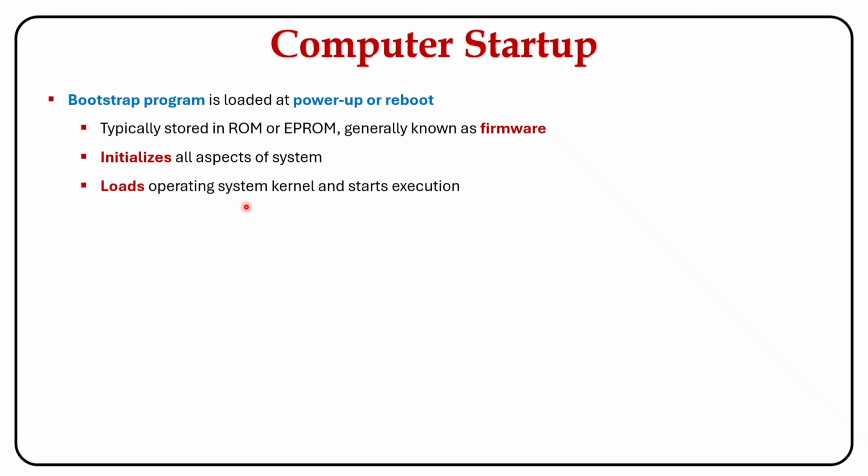Once the kernel is loaded into memory, it begins its execution. The operating system takes control of the computer and performs tasks such as managing memory, managing processes, controlling input and output devices, and providing the user interface to the user. And finally, the login screen or desktop appears, and the computer is ready for use by the user. So hope you are clear on the introduction to operating system.